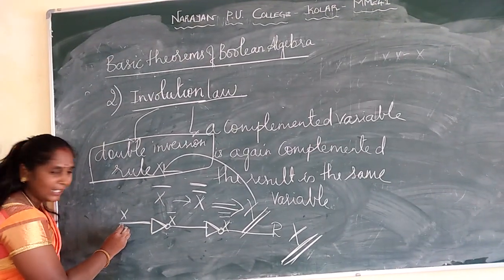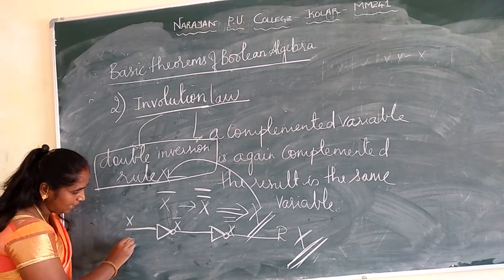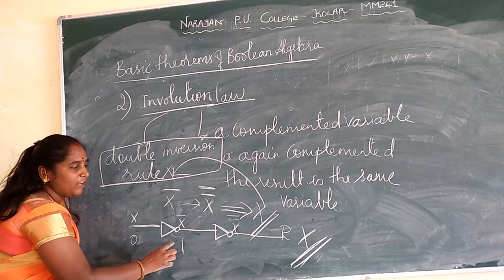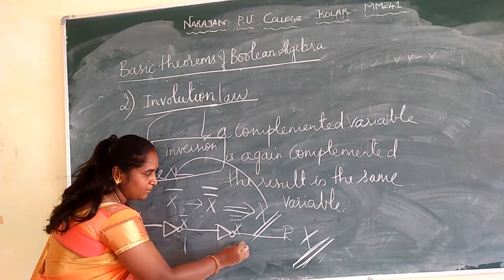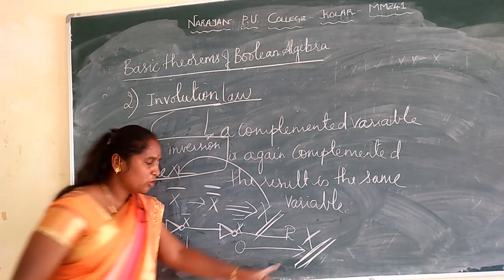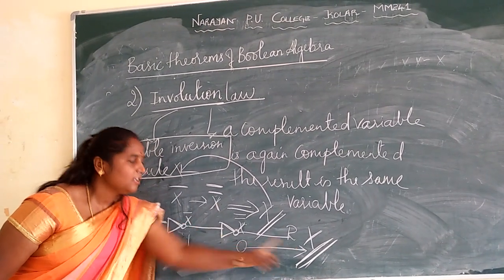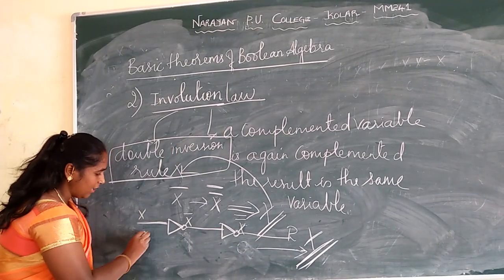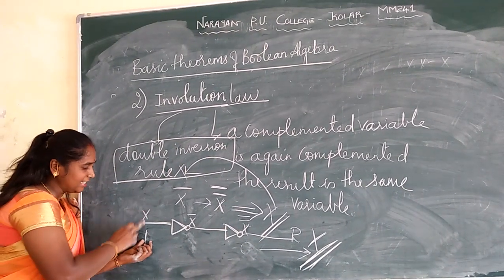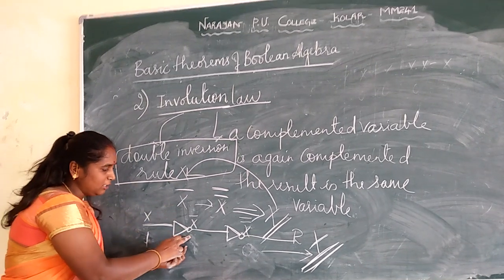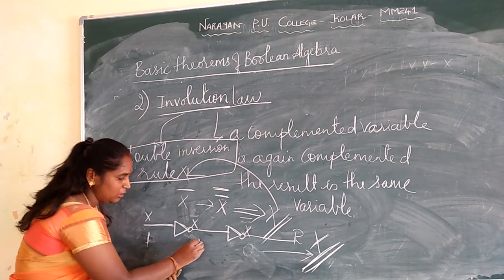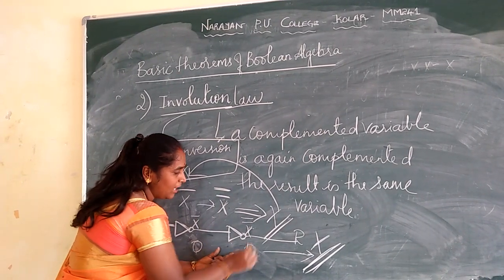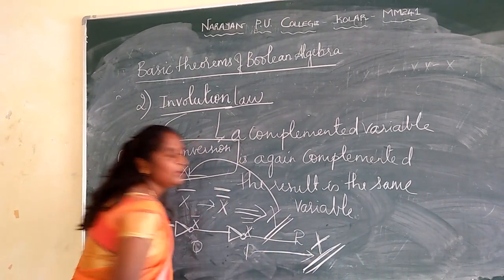The output signal that comes is your original variable, that is, x. For example, consider x is 0. When it passes through one NOT gate, it becomes 1. When it passes through another NOT gate, it becomes 0. That is nothing but your original value of x. Now consider x is 1. When it passes through one NOT gate, it becomes 0. When it passes through another NOT gate, it becomes 1. That is nothing but your original value x.